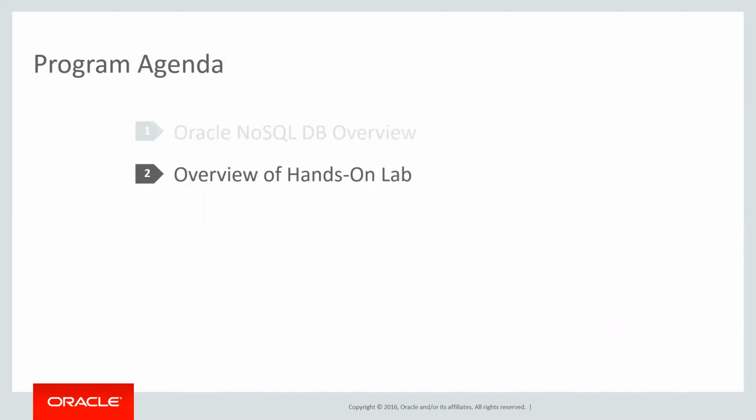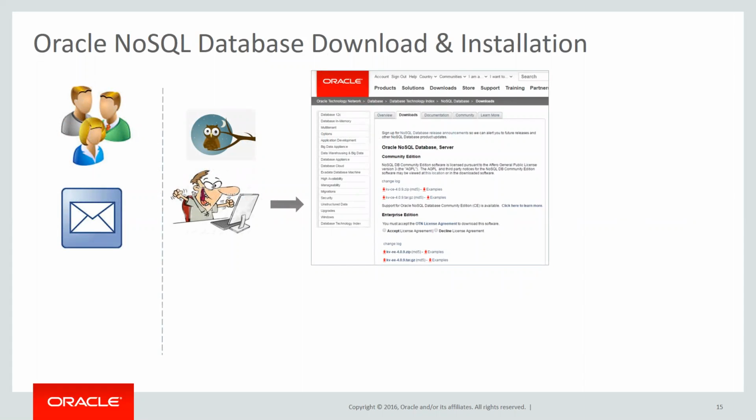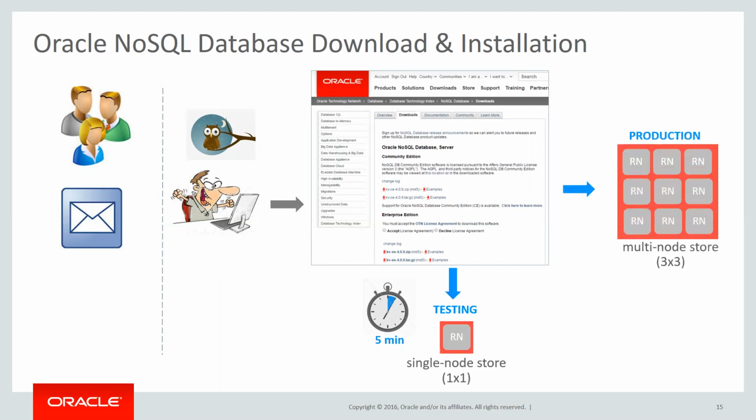Now with this as an introduction, let's look at the overview of the hands-on lab. In this hands-on lab, we want to focus on how one can go about downloading and installing Oracle NoSQL Database, and then what it takes to deploy a NoSQL cluster. Download and install is pretty straightforward. Visit our OTN page, the Oracle Technology Network page. On the download tab, you'll see the links to download different editions of Oracle NoSQL Database. You'll also find links to download the drivers. We support multiple drivers: Java, Python, Node.js, and so on. Depending on the track that you've chosen, if you're testing and evaluating Oracle NoSQL Database, we recommend you set up a single node NoSQL, and it can be done in less than 5 minutes. Or if you are doing production or performance testing, we recommend setting up a multi-node NoSQL cluster, or a 3x3 store, and that can be done in less than 30 minutes.